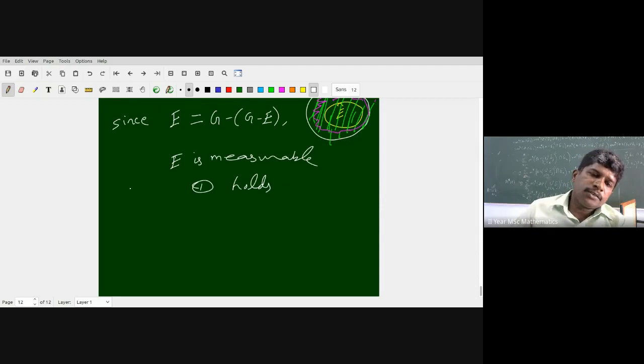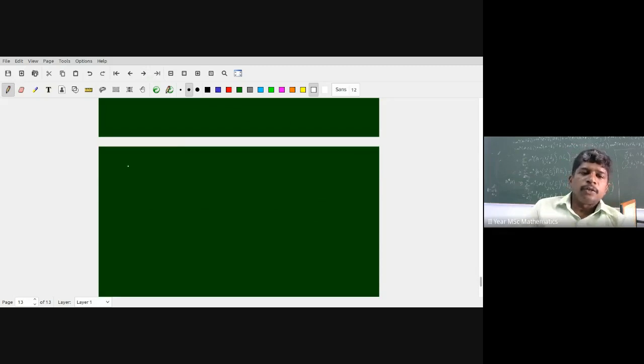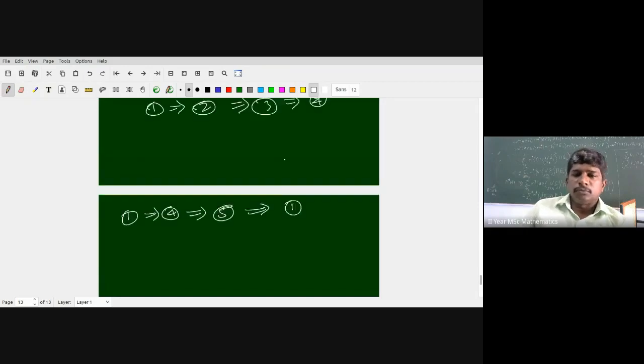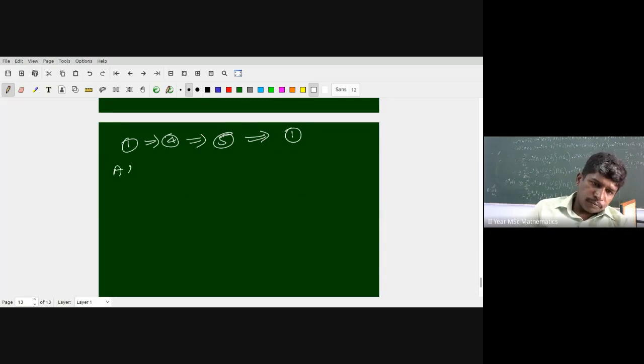So we have proved that 1 implies 2, 2 implies 3, 3 implies 4. So now we prove the other part, 2 implies 4, 4 implies 5, 5 implies 1, using the above part, the equivalence of 1, 2, 3. So first assume that E is measurable.